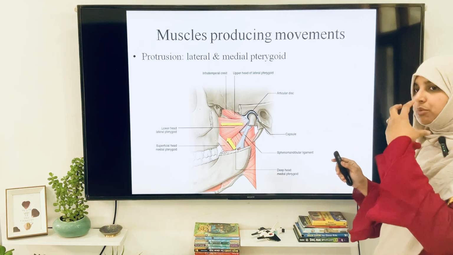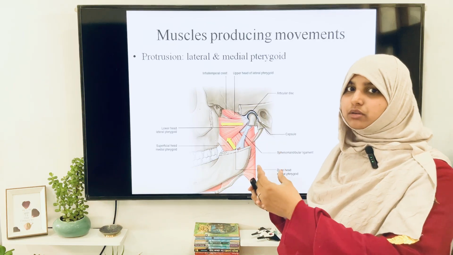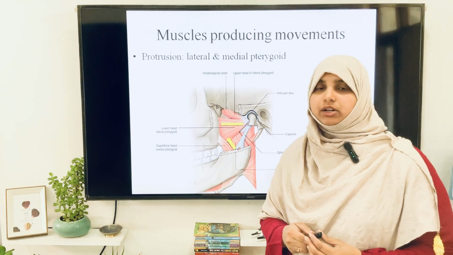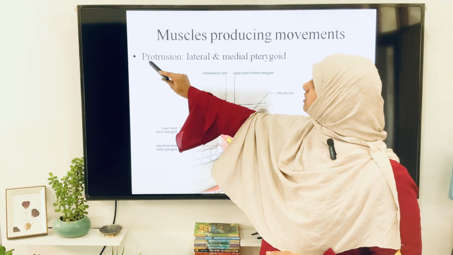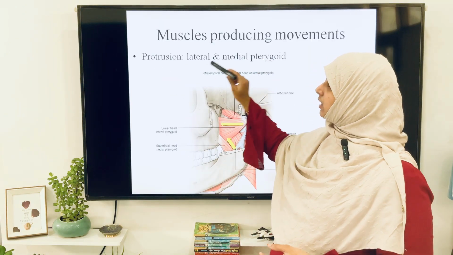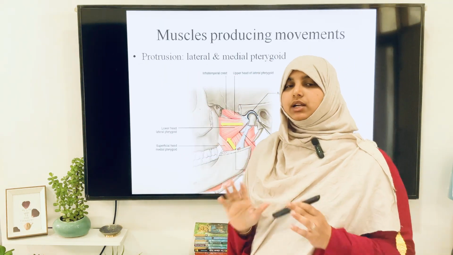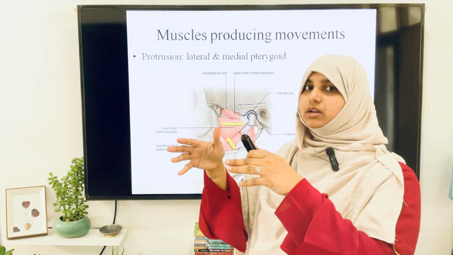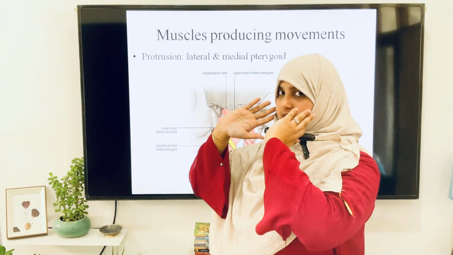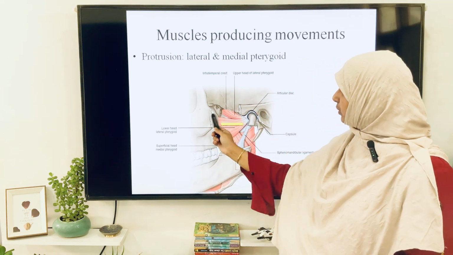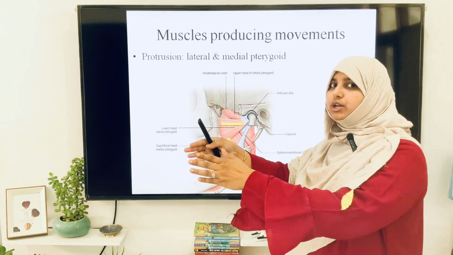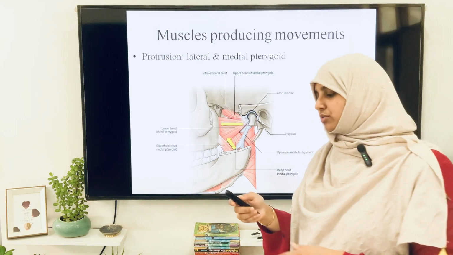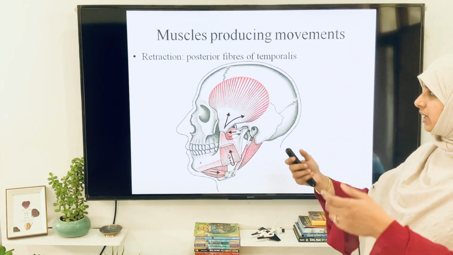Next we have the protrusion of the TMJ. For protrusion, remember in a simpler way as pterygoids: P for pterygoid, P for protrusion. Both the pterygoids are going to cause protrusion of the mandible because both these muscles are oriented horizontally. So when they pull, there is going to be forward movement of the jaw resulting in protrusion. So pterygoids means protrusion.